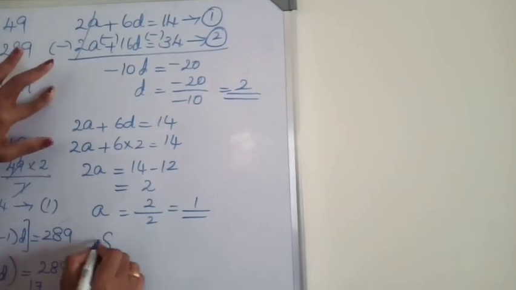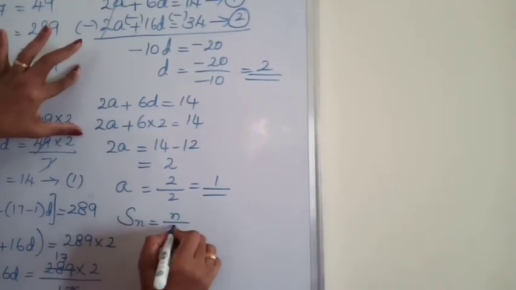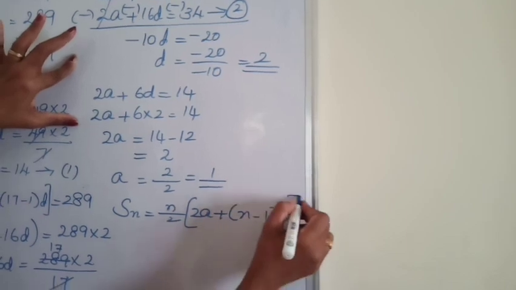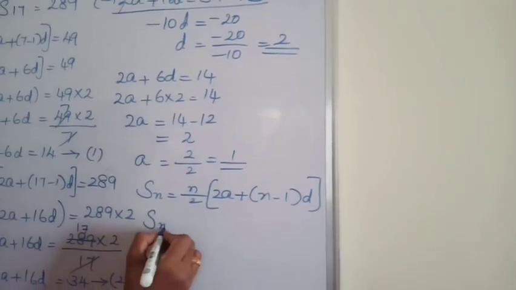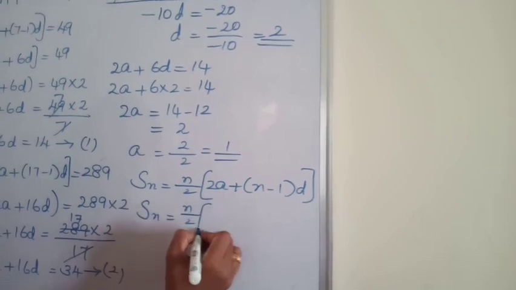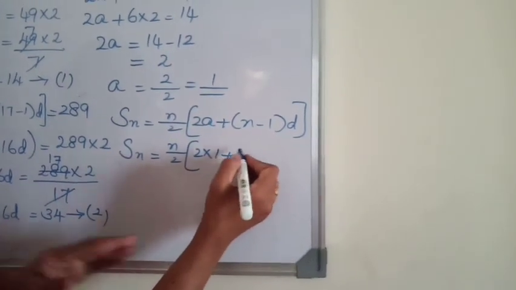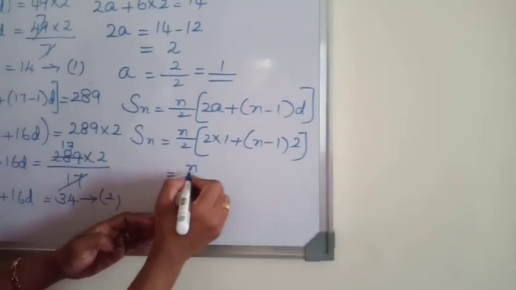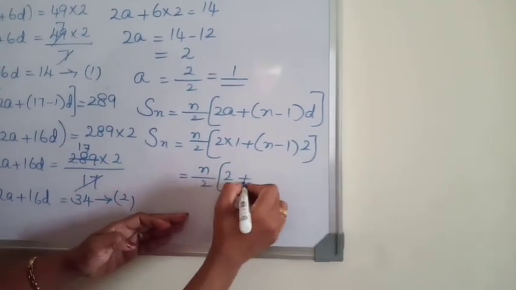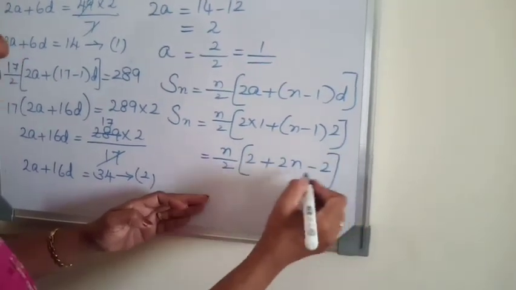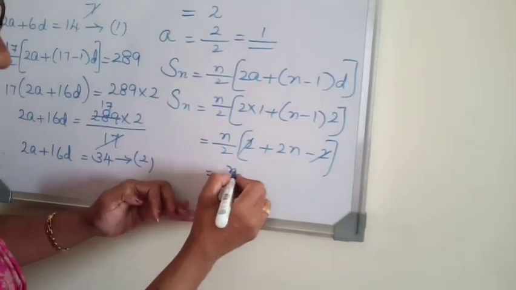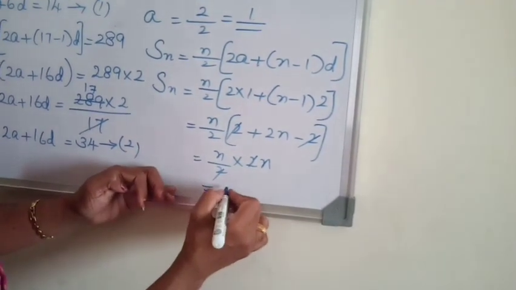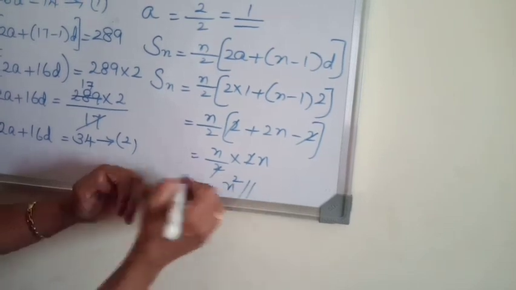We want to find Sn. So, Sn equals n by 2 into 2a plus n minus 1 into d. Sn we want to find out. So, n as it is, n by 2 into 2 into 1 plus n minus 1 into d, which is 2. n by 2 into 2 plus 2n minus 2. 2 and minus 2 will cancel. n by 2 into 2n. 2 and 2 will cancel. n into n, n square. So, Sn equals n square.